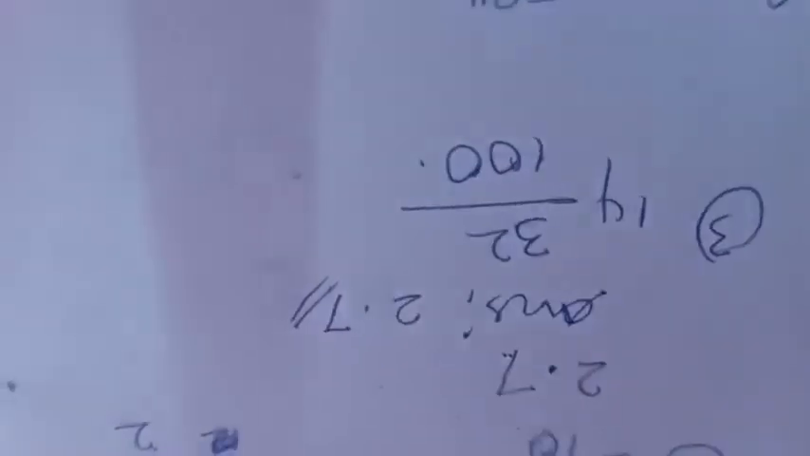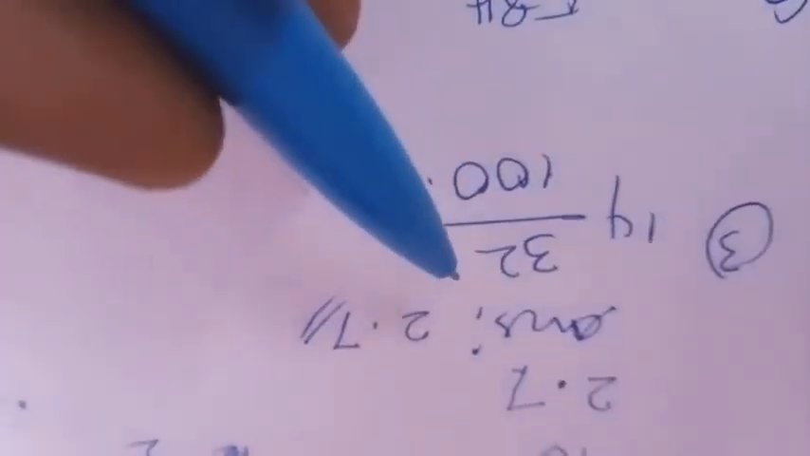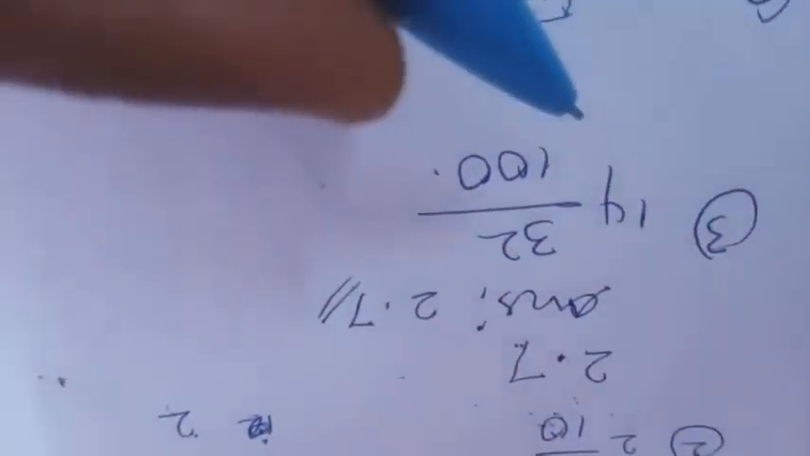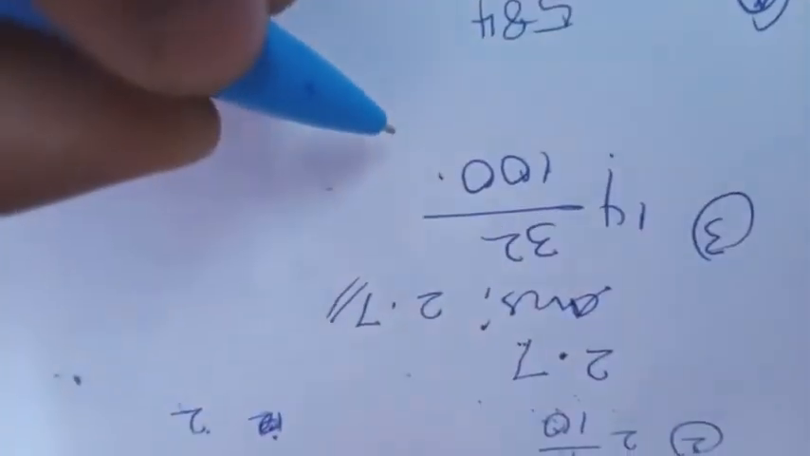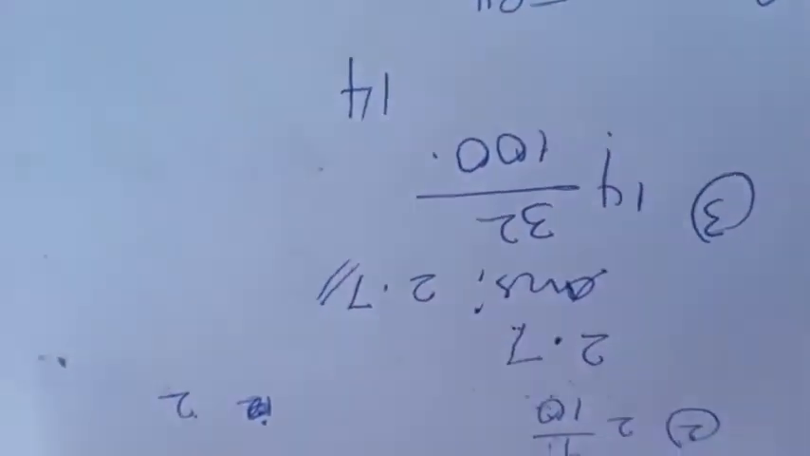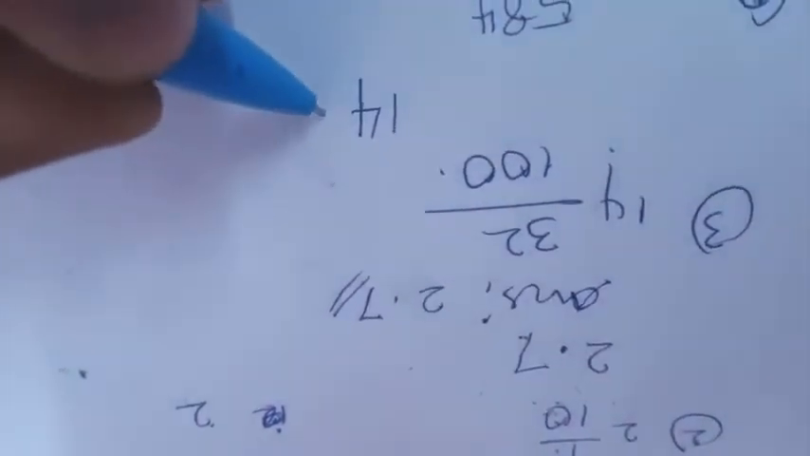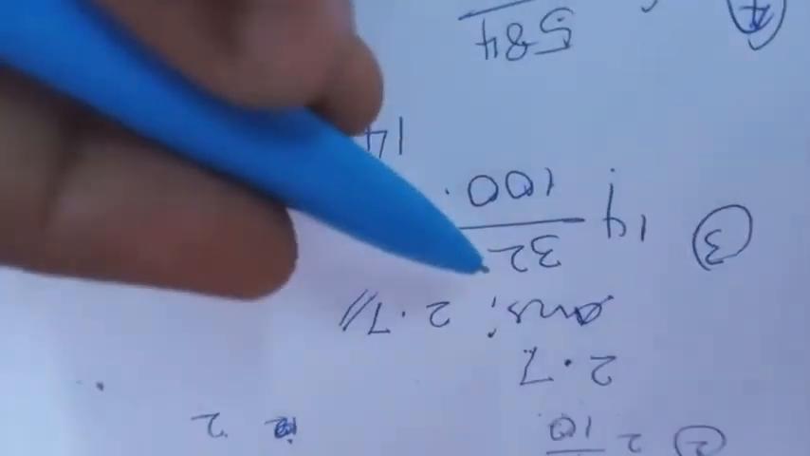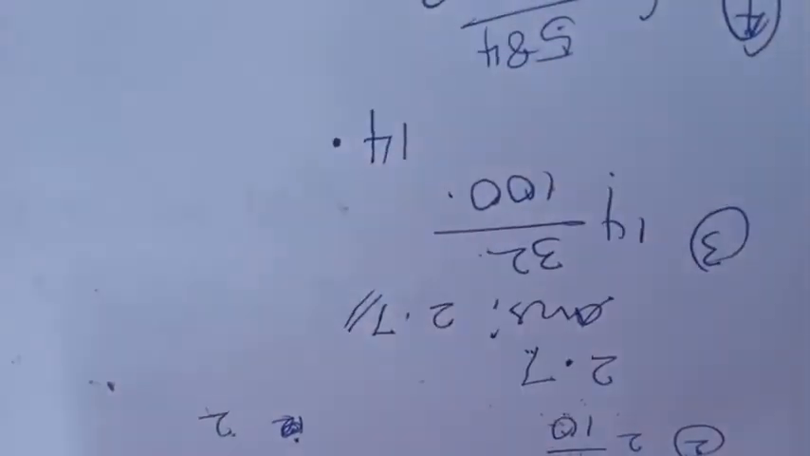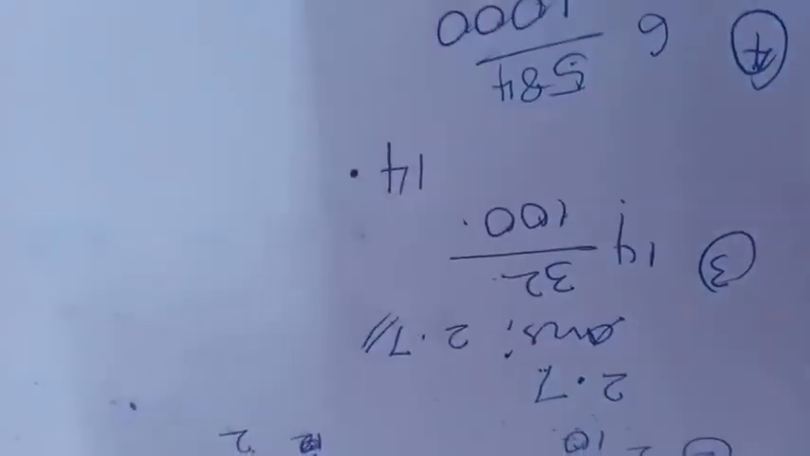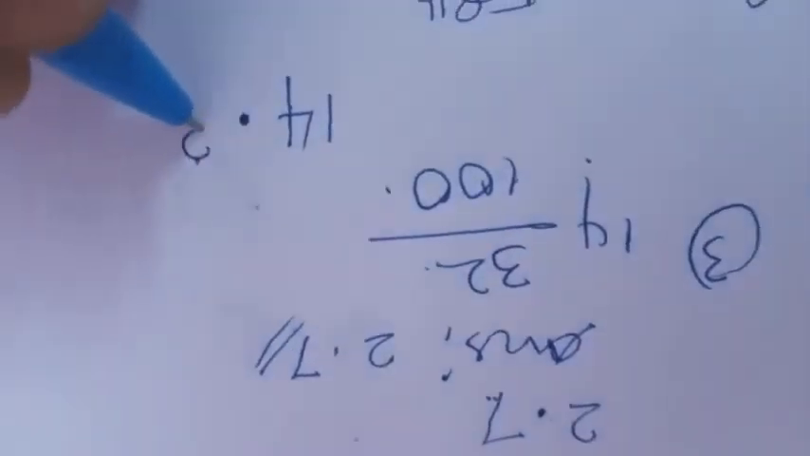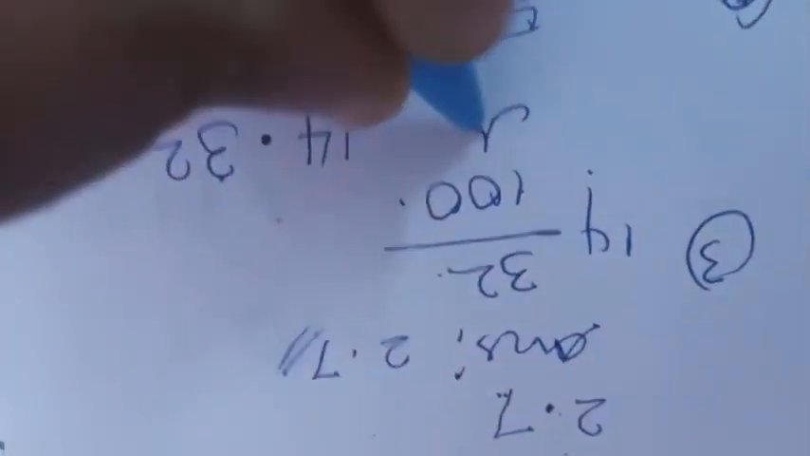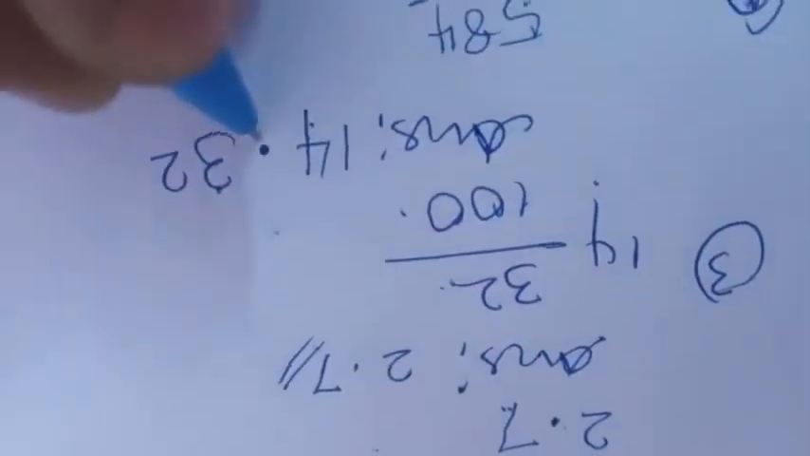14 and 32 by 100. How will you convert this mixed number? For a mixed number, what I told you, this is the whole number. Write the whole number first. And then after the whole number, place the point. And then write the numerator. What's the numerator? 32. So the answer is 14.32.